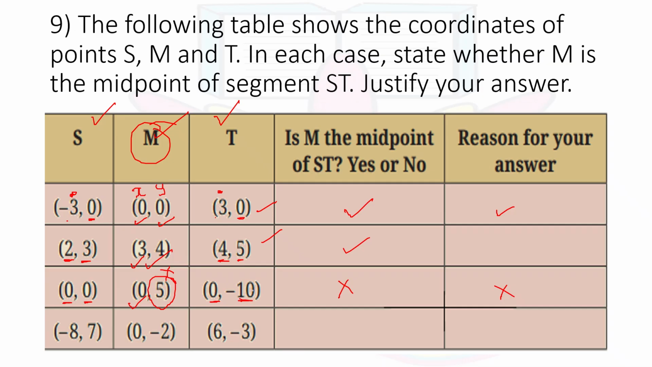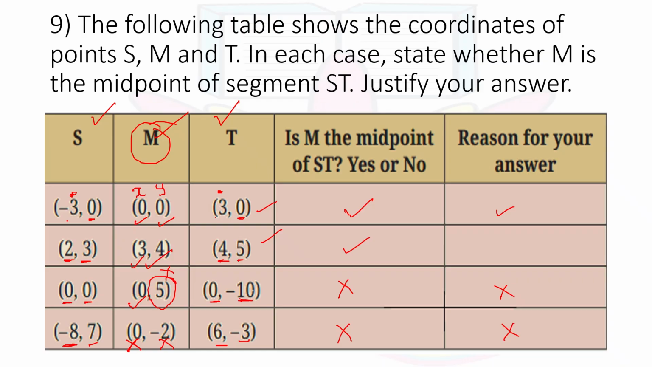And over here again, minus 8 and 6. If you add it, you will be getting minus 2. Minus 2 divided by 2 is going to be minus 1. But here it is given as 0. So this is not an average of the x coordinate. We'll check over here, 7 minus 3, so we will be getting 4. 4 divided by 2, we'll get 2. But here it is given as minus 2. So this is not an average of the y coordinate. So in the fourth case also, what is given is not a midpoint because it is not an average of the x and y coordinates. So this is how we need to define our answer.